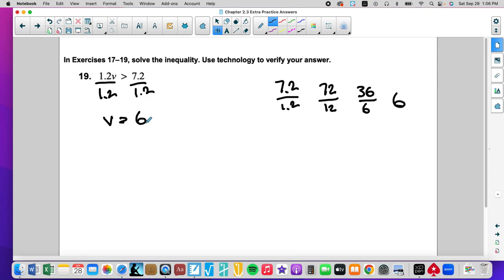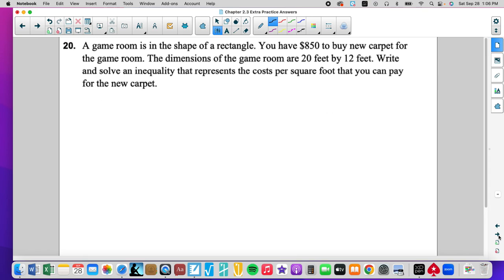That makes sense. A game room is in the shape of a rectangle. You have $850 to buy new carpet for the game room. The dimensions of the game room are 20 feet by 12 feet. Write and solve an inequality that represents the cost per square foot that you can pay for the new carpet.